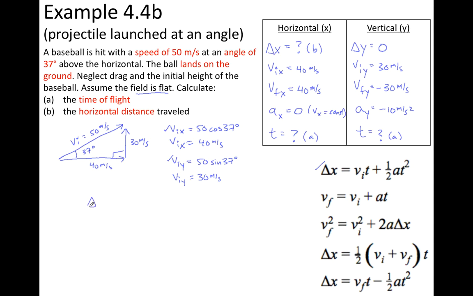So instead of delta x, we have delta y. The initial velocity needs the subscript y to indicate that we're just using the y component of the initial velocity. Same thing for the y acceleration. And now I can fill in what I know.